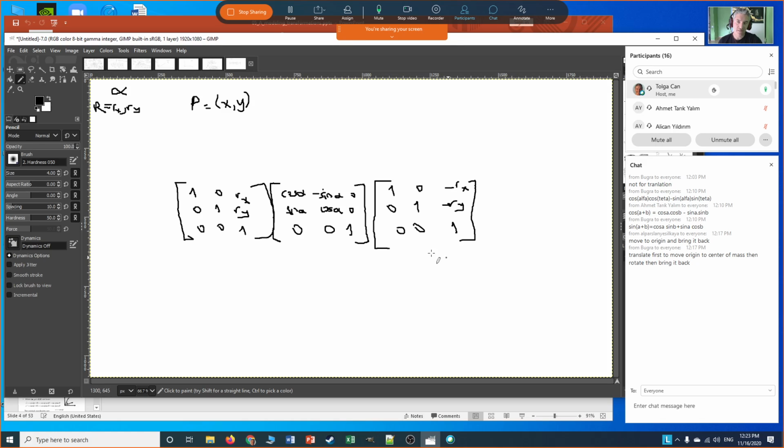Everything in these matrices contains values from your input. Alpha: if you know alpha, compute cosine alpha, sine alpha, and just plug them into this matrix. Rx and Ry are also given as input. You can just multiply these three matrices together and you will get the formula. Each line will contain a formula that tells what P prime is, what x prime, y prime is. The first line is going to give you the recipe to compute x prime from these entities. Okay, so this is called a composite transformation.